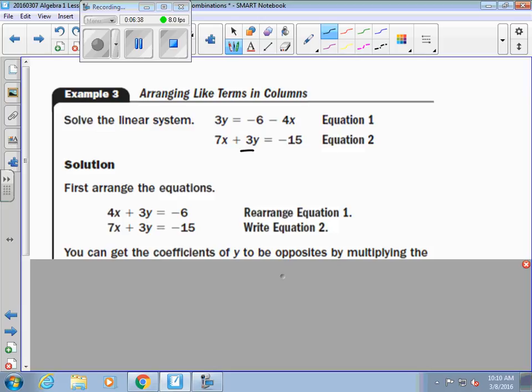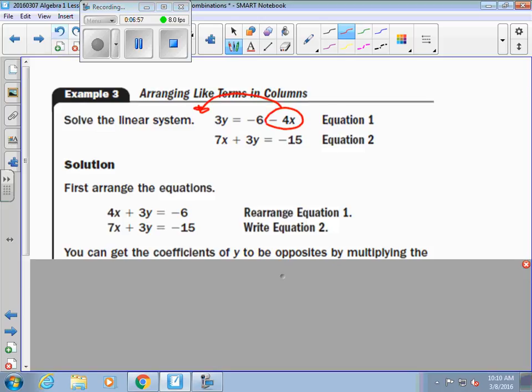Notice equation 2 is in standard form, AX plus BY equals C. So it wants you to make standard form. You can choose to make any form you want. So in order to rearrange this, we need to move negative 4x from the right side to the left side.